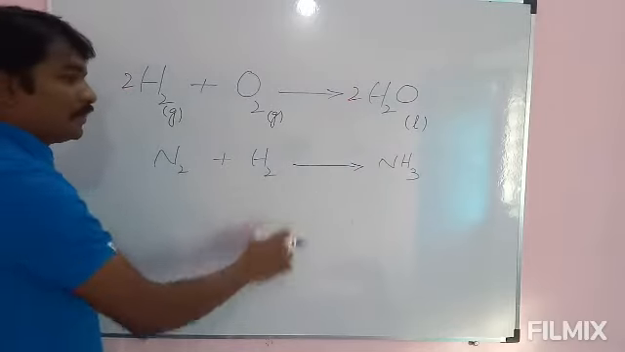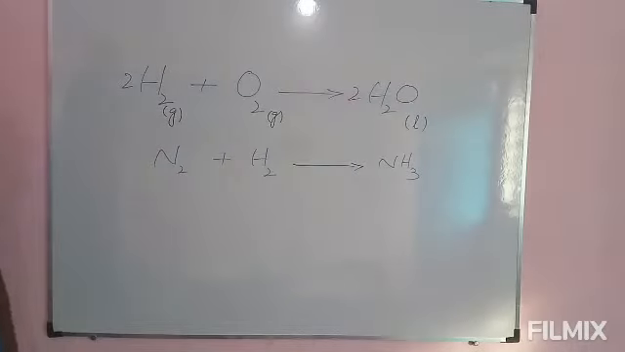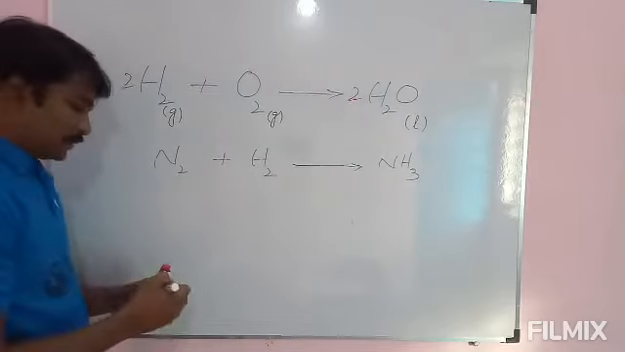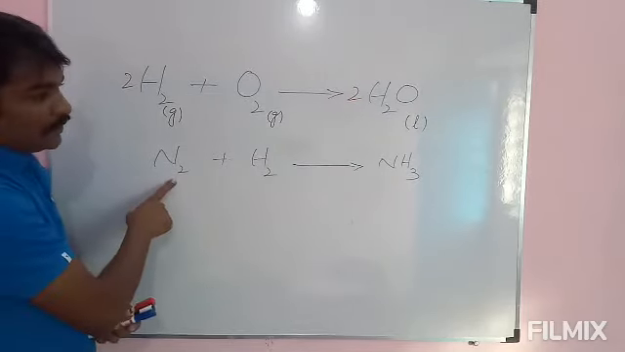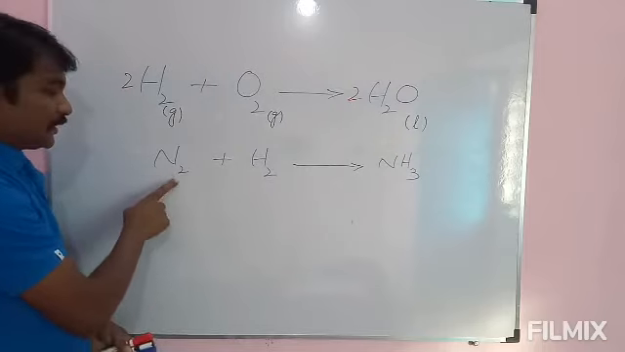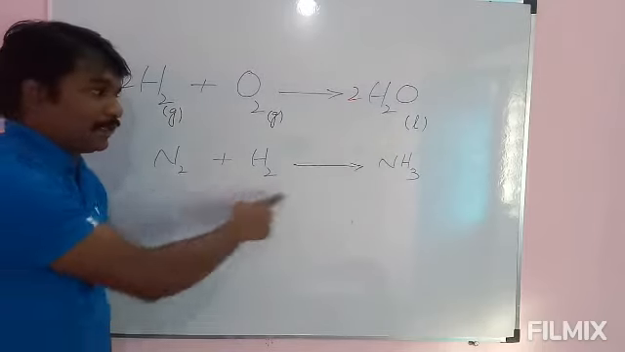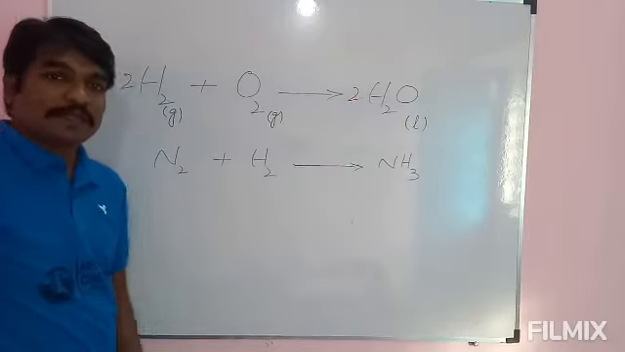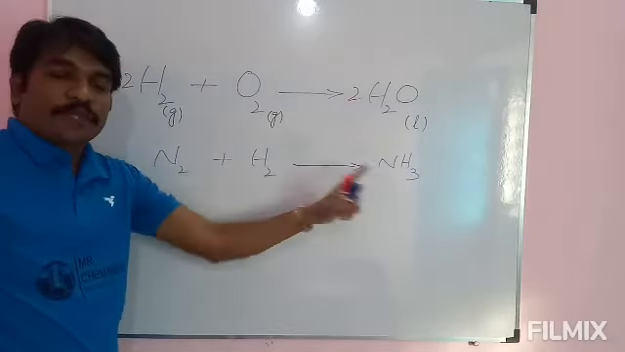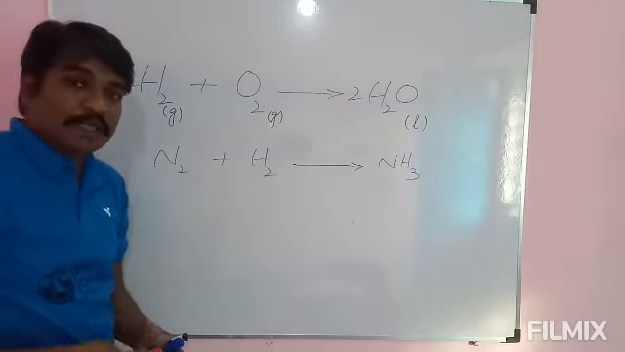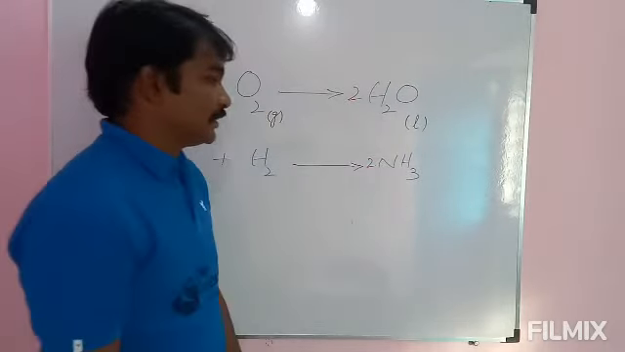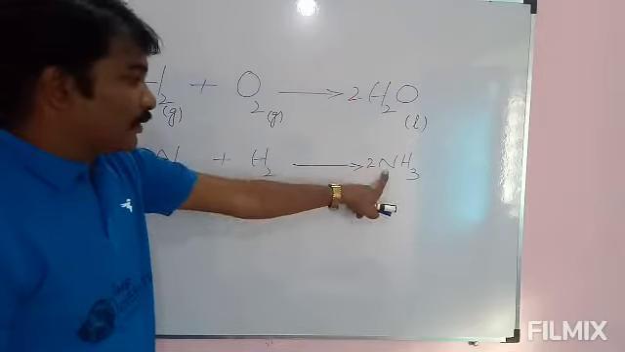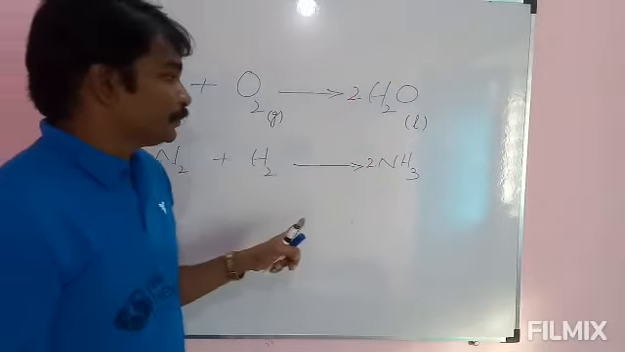Nitrogen reacts with hydrogen and it forms ammonia. This is the Haber's process. Let us check the number of atoms of nitrogen on the reactant side and the product side. On the reactant side 2 are there and on the product side 1 is there. 2, 1. To make it 2, what do we have to do? We have to write 2 in front of NH3, and see here, 2 nitrogens are balanced.